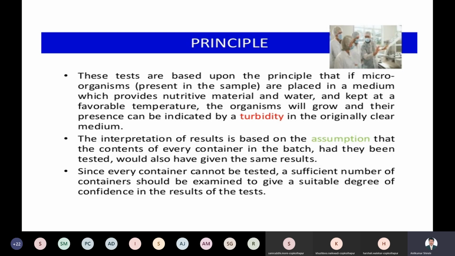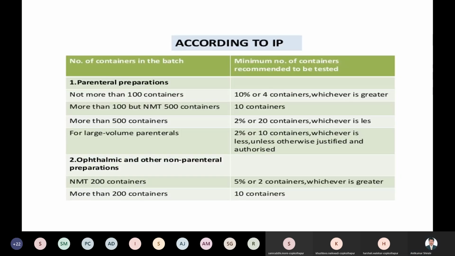So testing should be accurate. So what about the remaining ones that are not tested, right? They will be given some assurance or confidence. So different pharmacopoeias have different guidelines, right? So the first guideline is IP, Indian Pharmacopoeia, right? So the first column is the number of containers in a batch, and the minimum number of containers recommended for the testing, right?